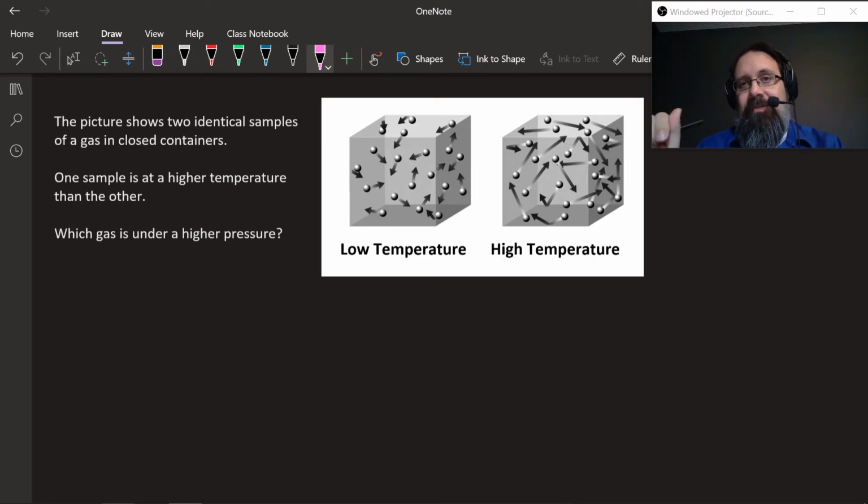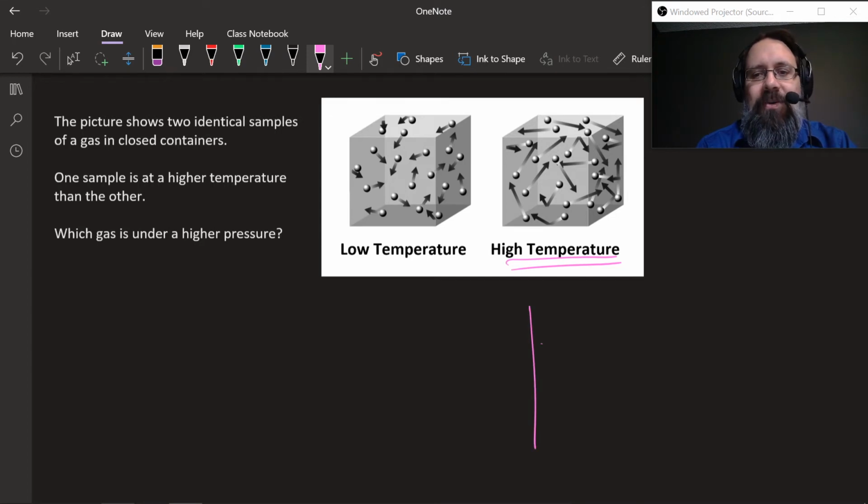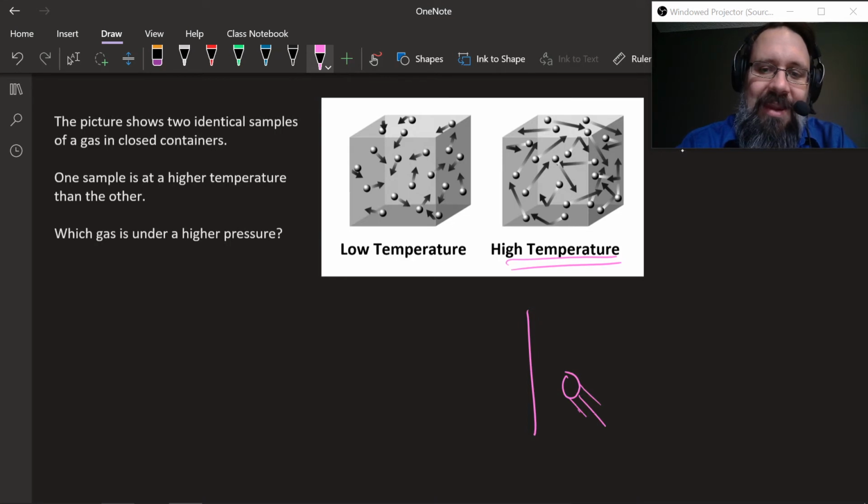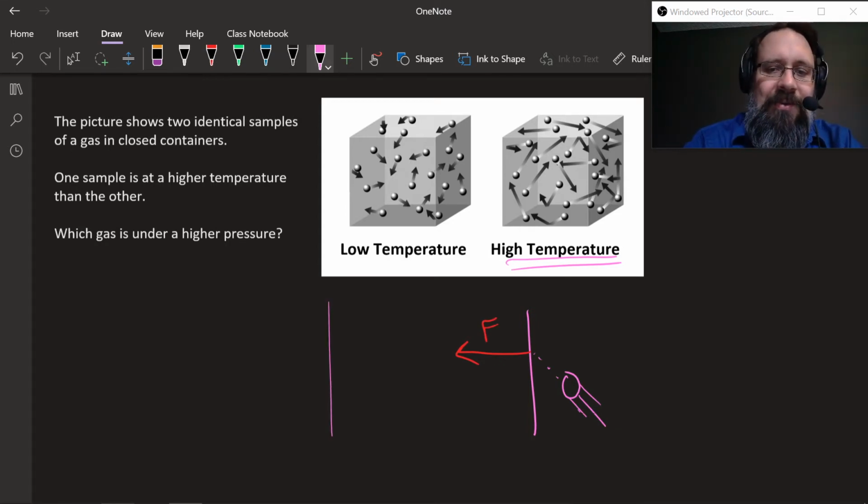If pressure is collisions, well, we know that at the higher temperature, the particles are going to be moving faster. So we'd imagine that when a fast particle smacks into a wall, I'm trying to draw a fast particle, it looks really stupid. So if I've got a particle that's moving very quickly, shoom, shoom, shoom, and it smacks into the wall, it's going to exert a much larger force on that wall than a particle that was going slow, that was barely moving at all.